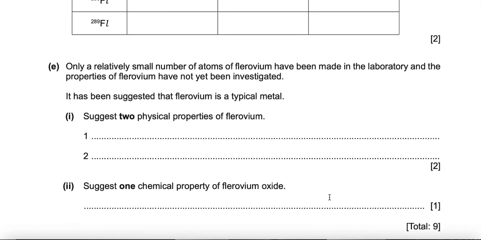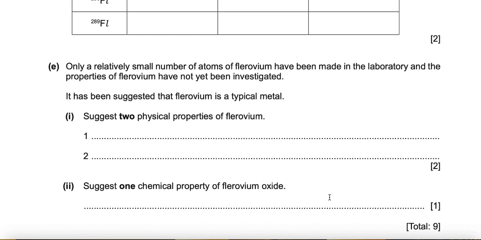Let's go to the E. The E question says that only a relatively small number of atoms of flerovium have been made in the laboratory, and the properties of flerovium have not yet been investigated. It has been suggested that flerovium is a typical metal.